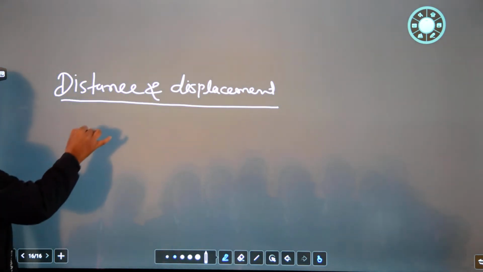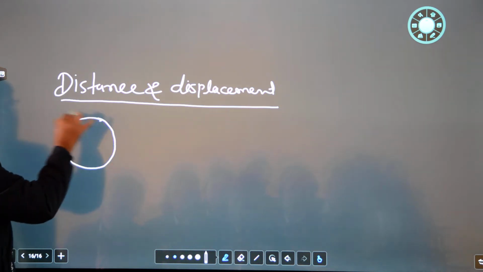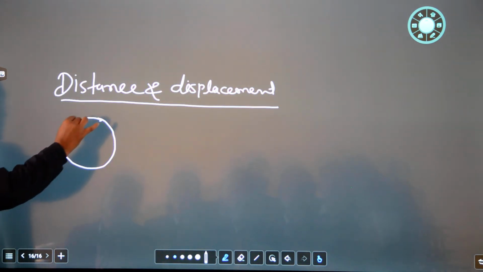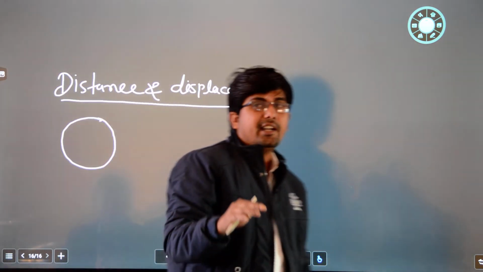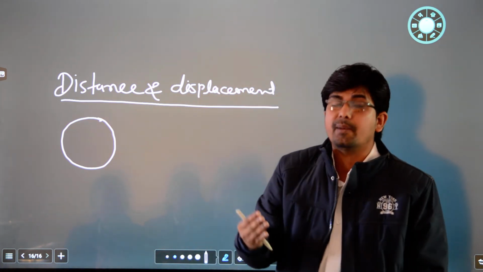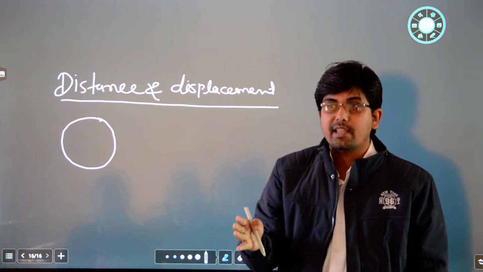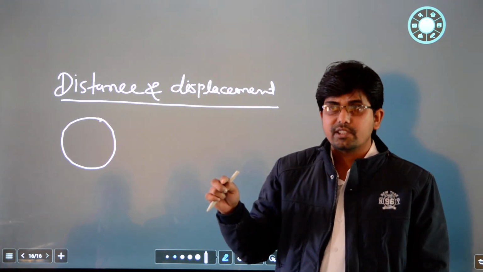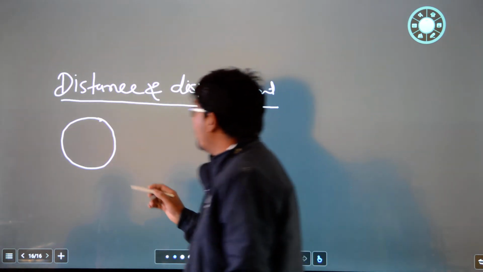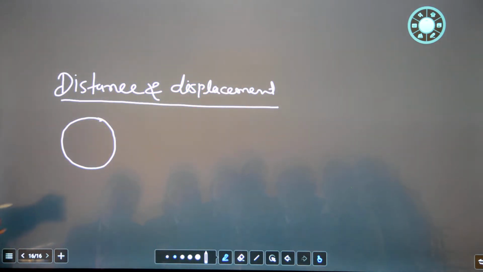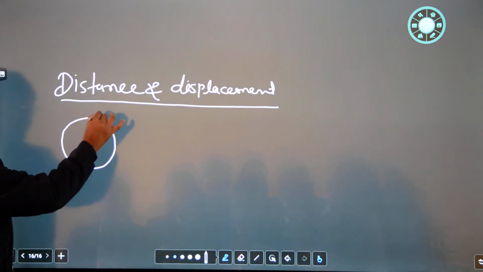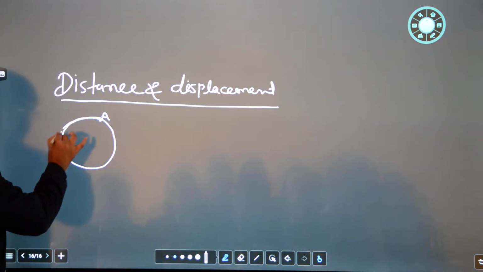If we talk about circular motion, when a body moves on a circular path for a complete cycle, the start point, the initial point, and the final point are the same. That is called a complete cycle. So for a body moving on a circular path for a complete cycle, what is its displacement? Zero.